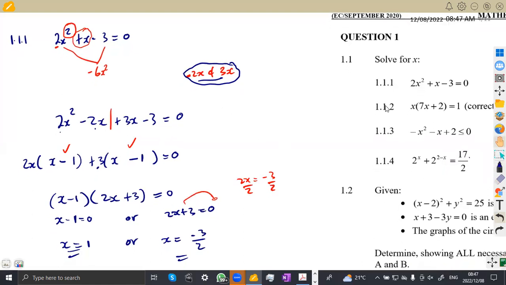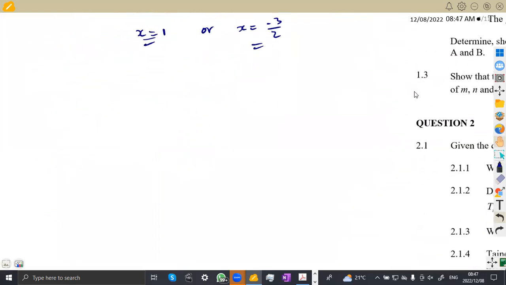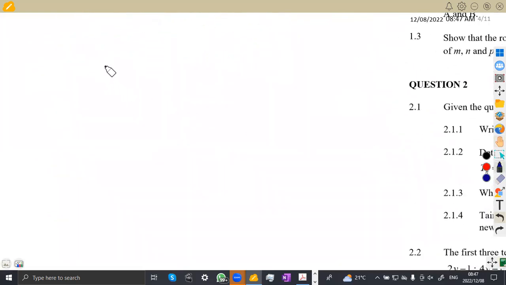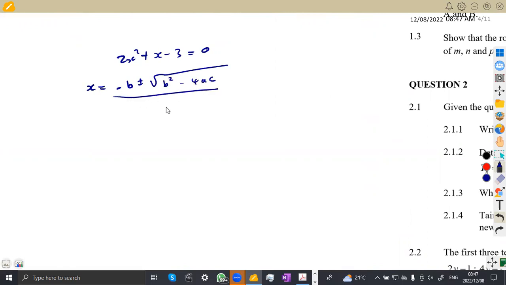Let's see if we are going to have the same values if we apply the quadratic formula. We have 2x squared plus x minus 3 is equal to 0. Remember your quadratic formula: x is equivalent to minus b plus or minus the square root of b squared minus 4ac, all over 2a. All you need is the value of a, b, and c from the quadratic equation ax squared plus bx plus c is equal to 0.